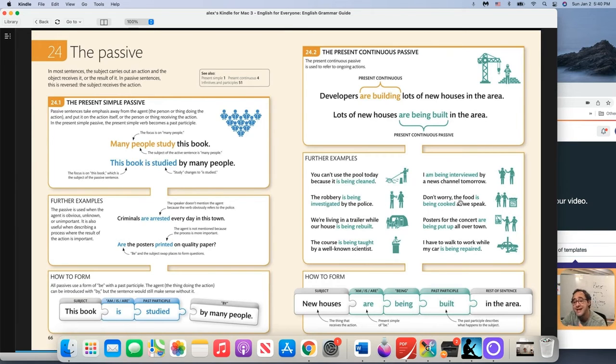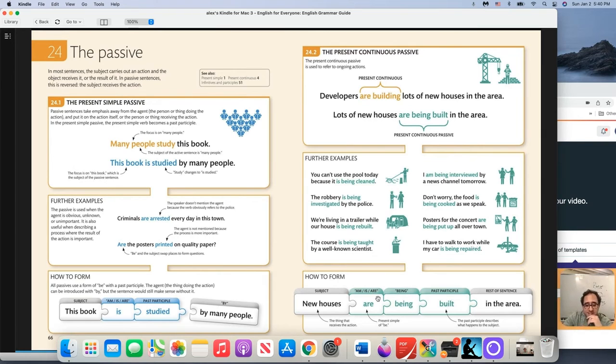Is the food ready? Don't worry, the food is being cooked as we speak. Who's cooking it? And who cares? Just put the food in front of me. We're living in a trailer while our house is being built. Posters for the concert are being put up all over town. They're being put on walls all over town. The course is being taught by me. The course is being taught by a well-known scientist. I have to walk to work while my car is being repaired.